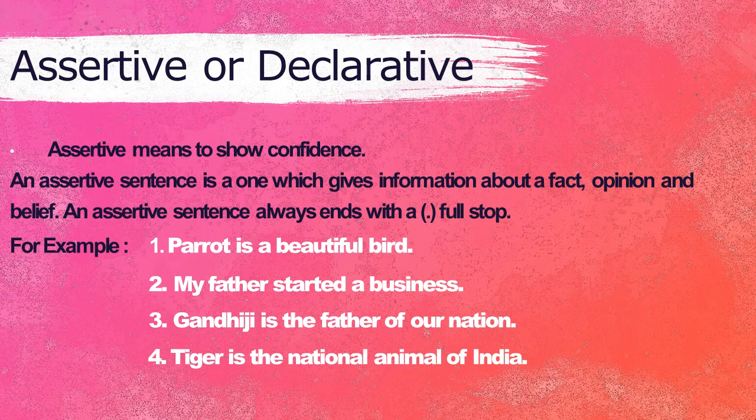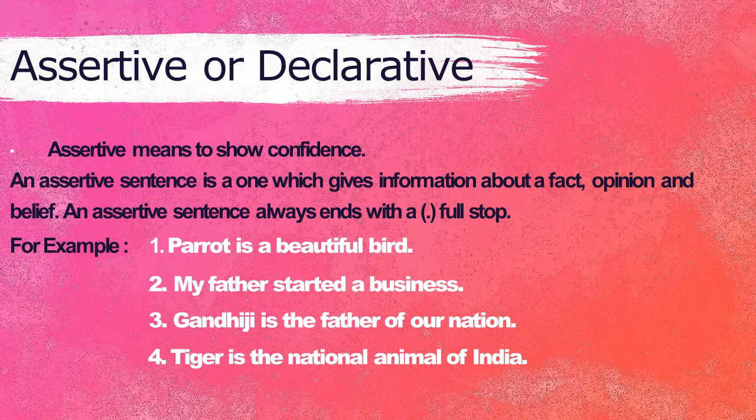Now we will study in detail about assertive or declarative sentences. Assertive means to show confidence. An assertive sentence is a sentence which gives information about a fact, opinion or belief. An assertive sentence always ends with a full stop. We already studied that every complete sentence starts with a capital letter and ends with a full stop. Examples are: Parrot is a beautiful bird.